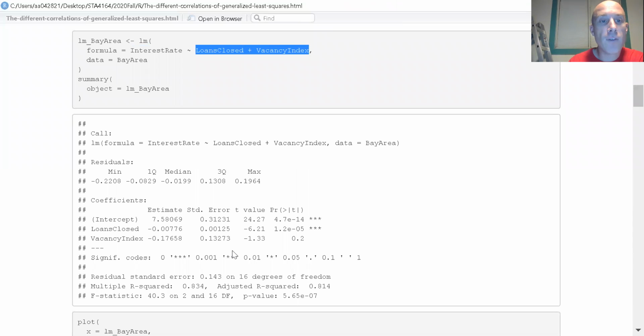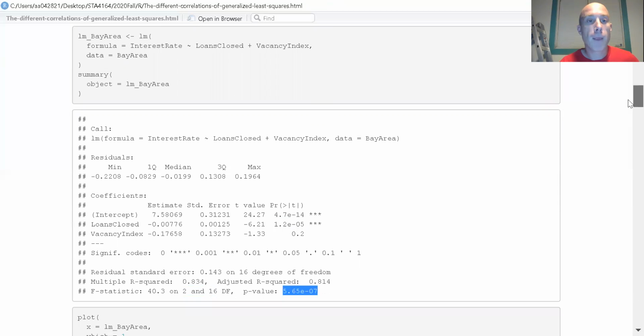From the summary output, it looks like vacancy index is not statistically significant, so I would consider removing it. Loans closed is definitely statistically significant. And we have 0.83 and 0.81 for our R squareds. I'm feeling like there's something going on there: my predictor variables have informative value for the target variable.